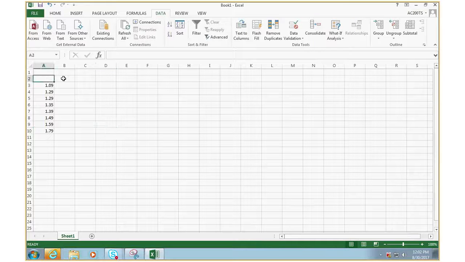Now, each one of these are called x's. That's x of 1, x of 2, x of 3, x of 4, x of 5, x of 6, x of 7, and x of 8. So what is n equal to? 8.